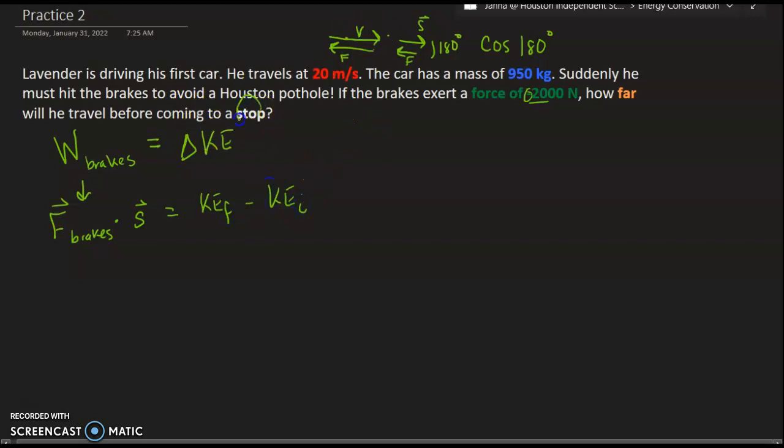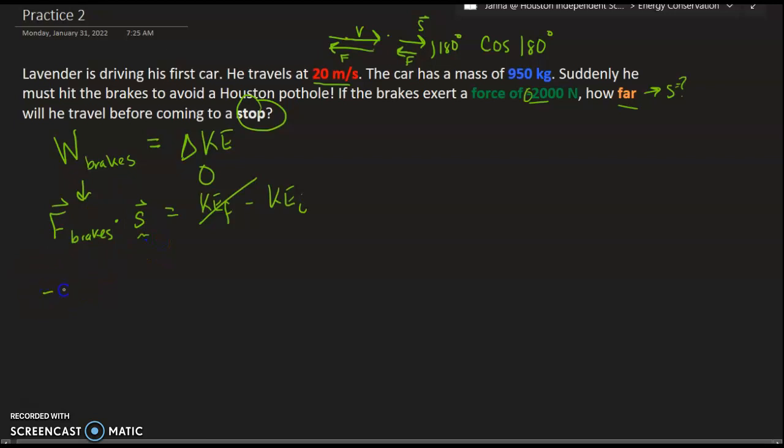The car comes to a stop. If it comes to a stop, the final kinetic energy after he applied the brakes is 0. The initial kinetic energy is how much energy the car had before he started applying the brakes. We're looking for how far he travels, so we're looking for this S, which we have right here.